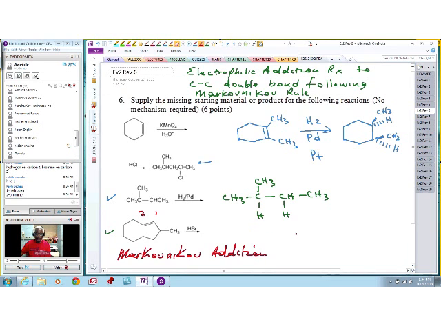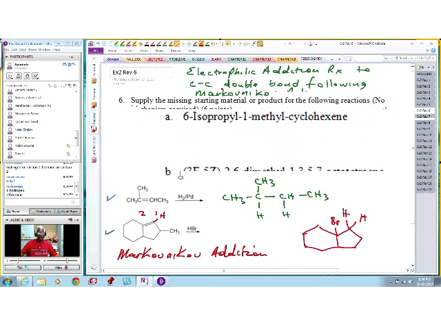So therefore, the product will be: the hydrogen goes here. Keep in mind, you already have one hydrogen here anyway, and then the bromine goes here. There was hydrogen here already. So we have finished question number 6. Let us go to the next one.